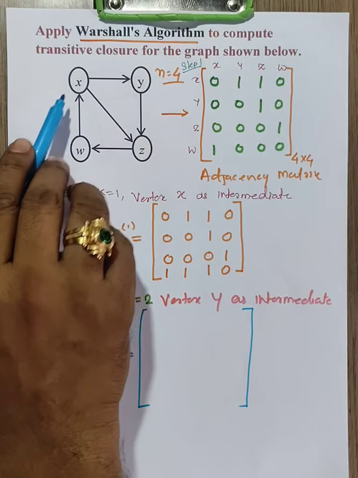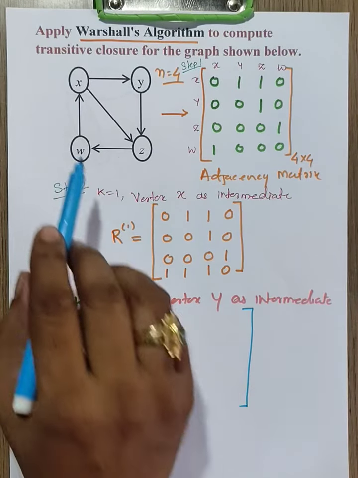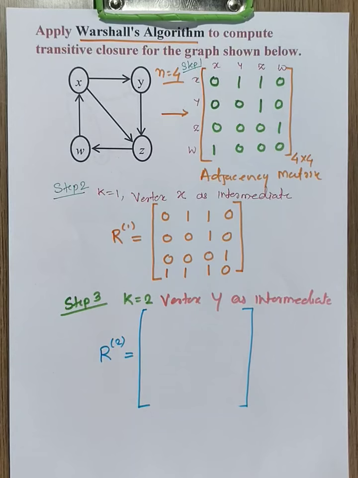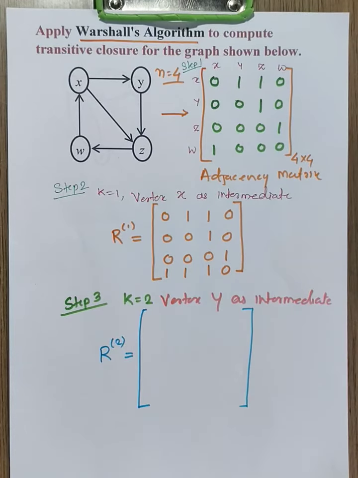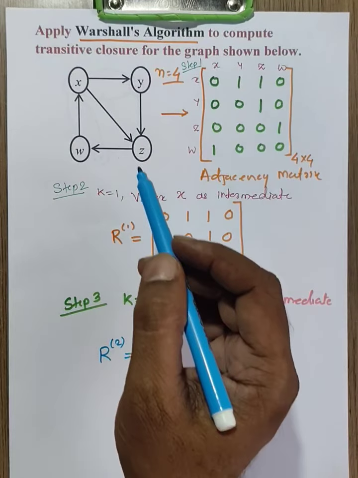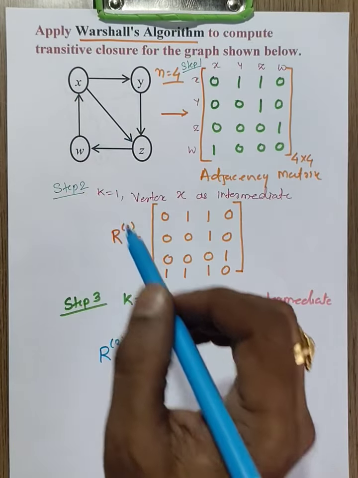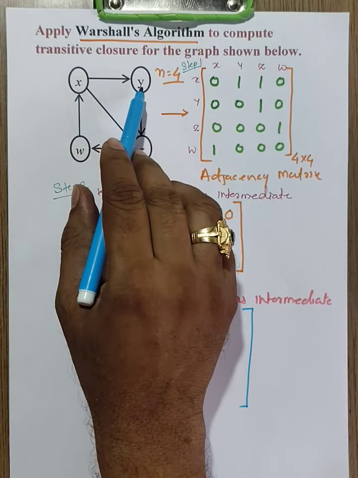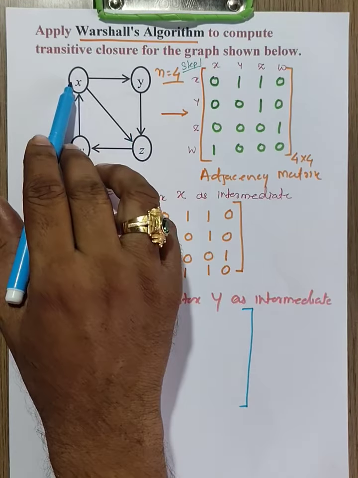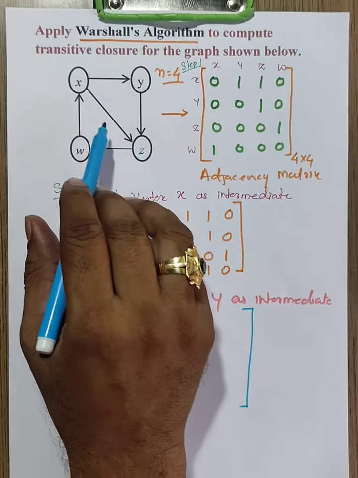Now we check x. With y as intermediate vertex, x to y edge is there. If the x to y edge is there, then this first row will get different values. X to x is 0, x to y is 1, y to z is there, but x to z is already there, right?